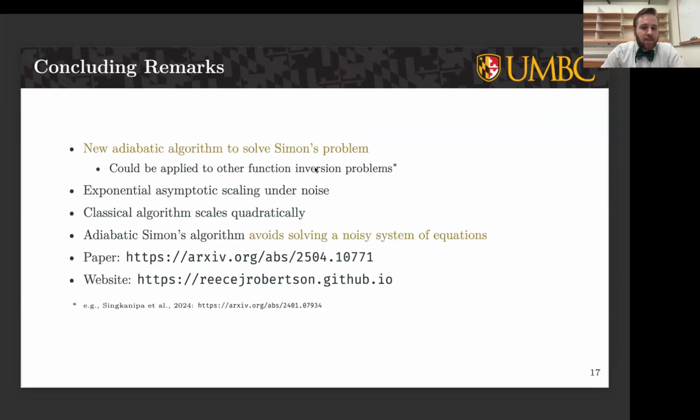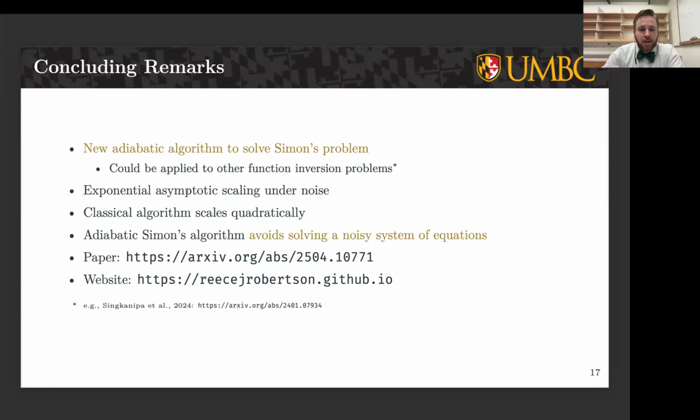So this brings us back to the concluding remarks. What we've done is introduce a new adiabatic algorithm to solve Simon's problem. In general, our algorithm is a function inversion problem, and so it can be used to solve any sort of function inversion problem. I've linked one paper here where the researchers used the gate-based Simon's algorithm to solve abelian hidden subgroup problems, and so ours could be used similarly.